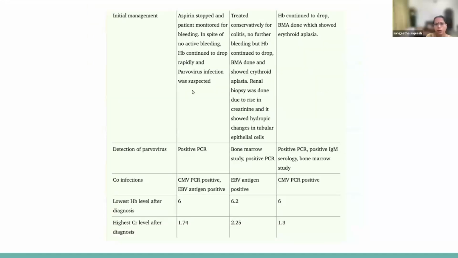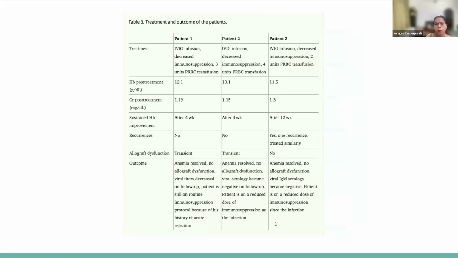And in all these patients the treatment was the same. Diagnosis was by detection of parvovirus, positive PCR, or bone marrow study. Some patients had a co-infection also, CMV PCR positive, EBV antigen positive, and the lowest hemoglobin was 6. You can see that there is not much difference in the creatinine. The baseline creatinine was around 1.3, 1.4, and the highest creatinine had come up to 2.2.